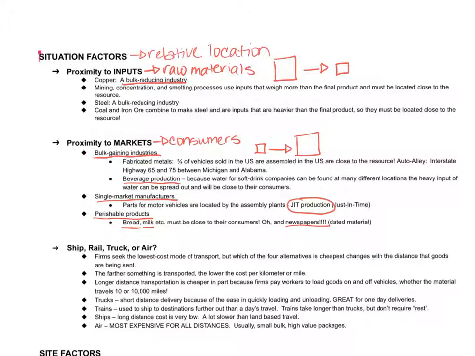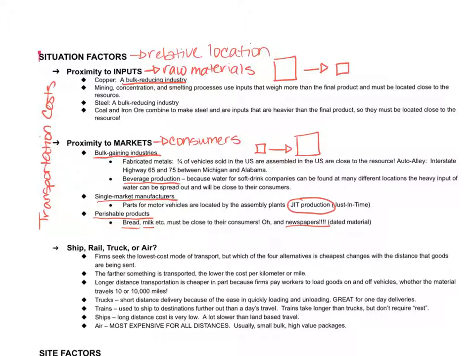Now, what this all boils down to, what you need to know about all of this, is that it's all about transportation costs. Where do I need to be so that I'm not spending all my money on shipping things out? Then you have to look at how am I going to ship it? So we look at different modes of transportation.